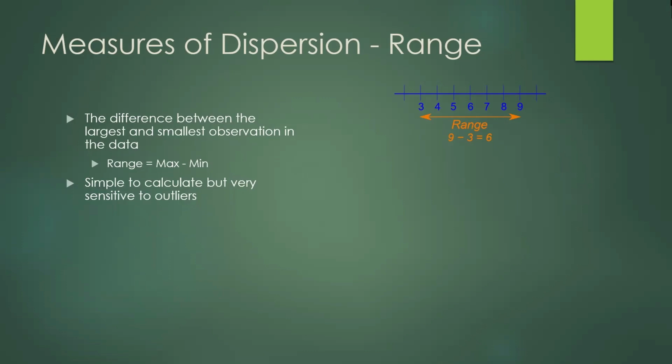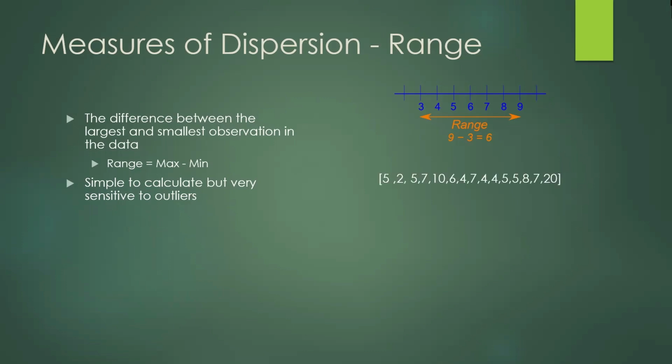It is the simplest concept and a very simple measure that can give you an idea of how much the data set is spread in terms of values. So the difference between the largest and smallest observation in the data gives you the range, calculated using this expression, which is maximum value minus the minimum value.